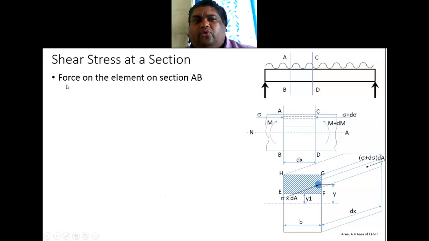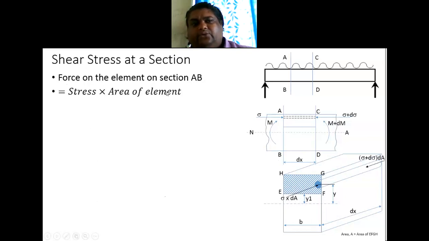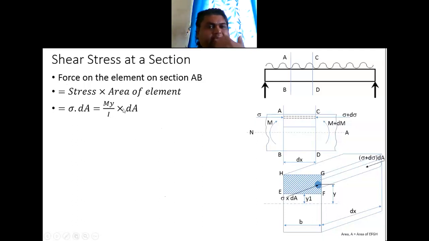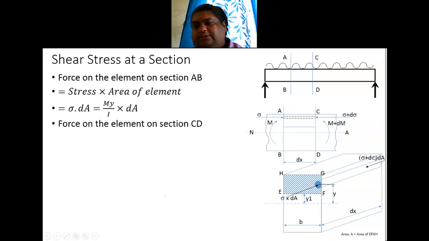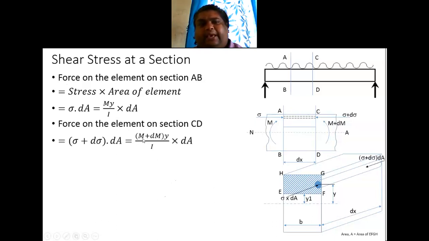Now the force on the element on section AB here, this force is sigma into dA, right? Stress into area of element. So that is sigma into dA, and sigma I have calculated earlier as My by I. So My by I into dA gives me the force on the element on section AB. Similarly on section CD it will be (M plus dM) y by I into dA, right?